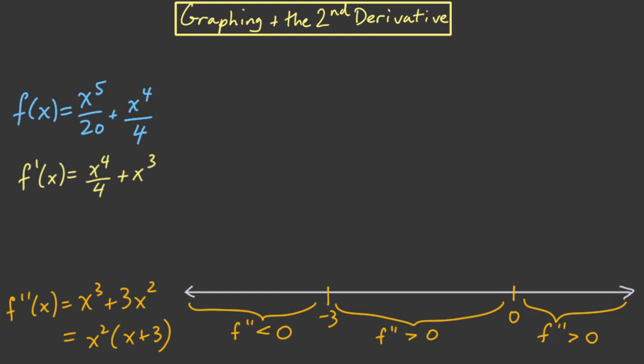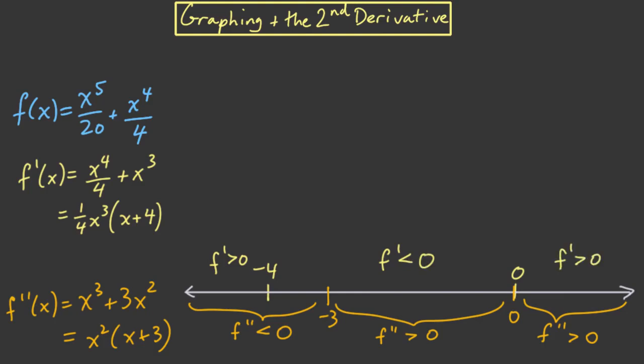We also want the first derivative. So let's look at that real quickly. F prime is going to factor as 1/4 x cubed times x plus 4. So the only critical points are at x equals minus 4 and at x equals 0. Now I'm going to skip the calculations, but if you do the interval sampling for f prime, you're going to get that f prime is positive, then f prime is negative, and then f prime is positive again on these three intervals. So f is increasing, and then decreasing, and then increasing.